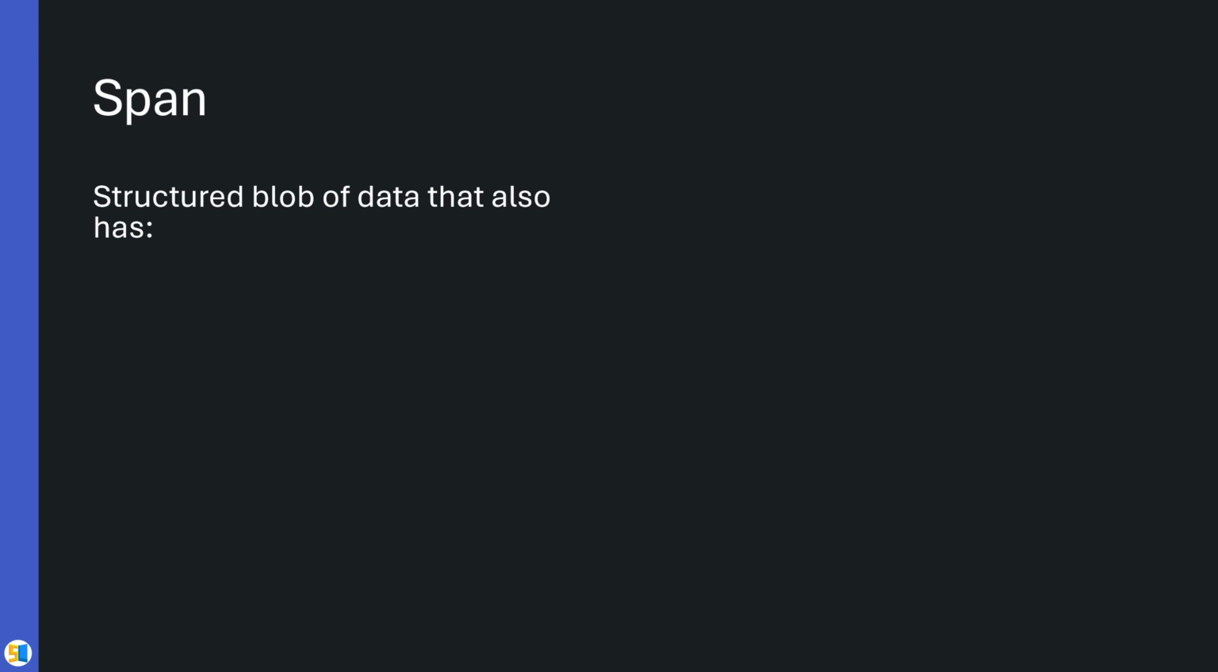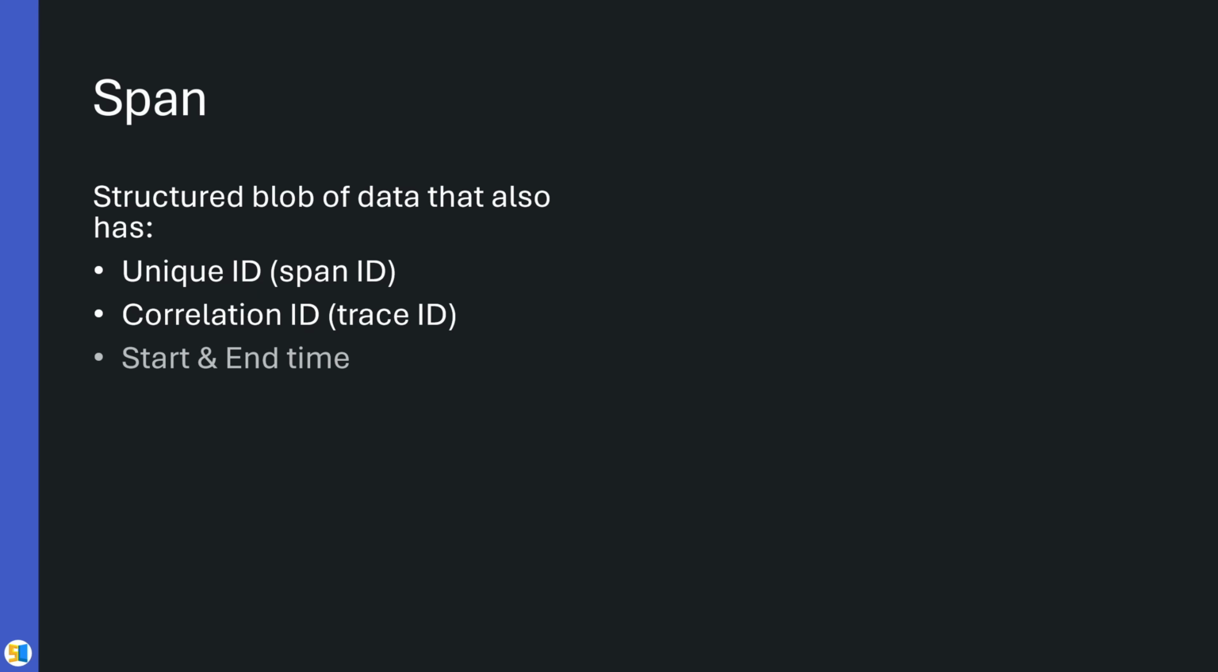Span is basically a structured blob of data. It has a unique ID, or we call it span ID. It has a correlation ID, which is the trace ID. It has start and end time, and it has the causality ID, or in this case, it will be the parent span ID. And it has attributes that we can set based on our requirements.